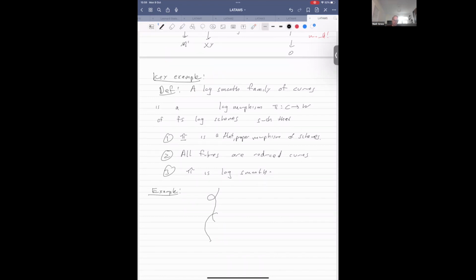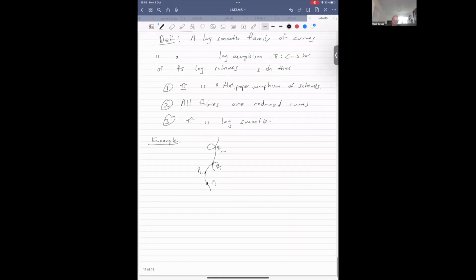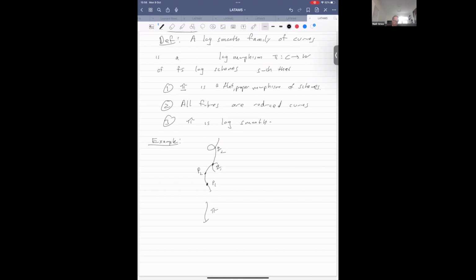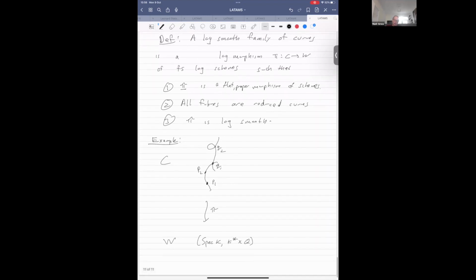There can also be various marked points, P1, P2, and so on, and then we have nodes Q1, Q2. And the map pi might just live... In this case, I want an example where W is just a point, so this would be spec K with monoid K star cross Q. Okay, so you have several features here. So it's a little bit difficult.